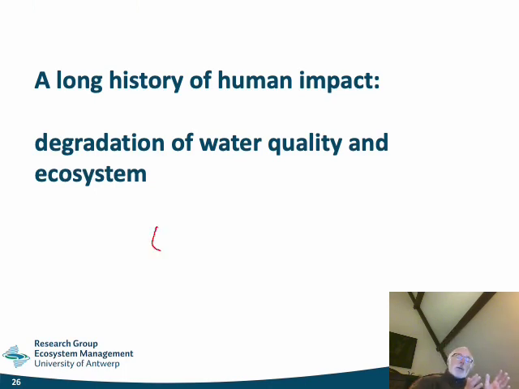So we had on the one hand the long-term changes in the geomorphology of the area, but of course you will not be surprised that another human impact is the degradation of the water quality. And related to the water quality, then of course we had an impact on the ecosystem and the ecosystem functioning, of course.